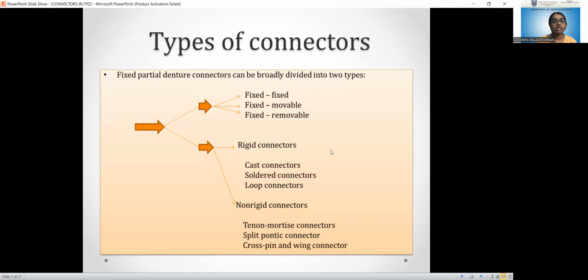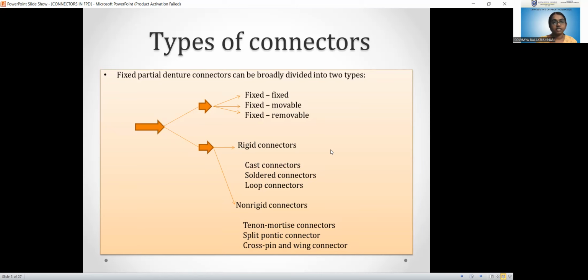So basically we can classify connectors into different types. The basic classification is rigid and non-rigid connectors. But based on the connectors, we can classify FPD into fixed movable and fixed removable. So when a question on classification of connectors is asked, you can include this classification also along with the types of connectors. So we can see the classifications in detail.